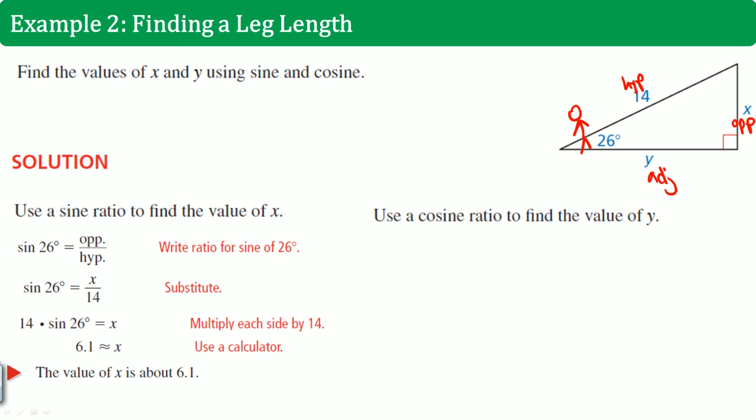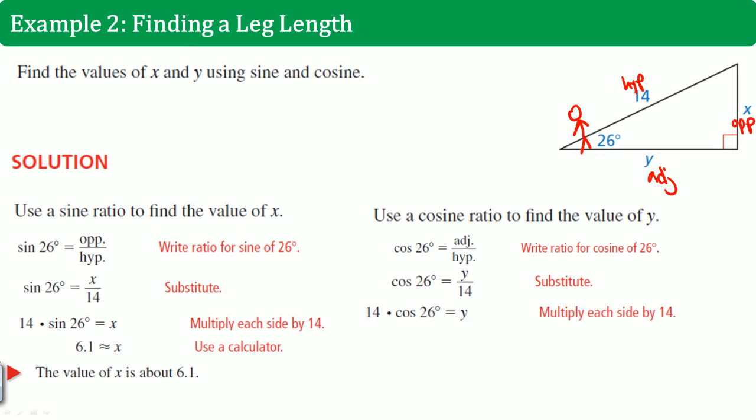You're going to use cosine to find the value of y. Cosine of 26 degrees is adjacent divided by hypotenuse. The adjacent is y. The hypotenuse is 14. Multiply 14 to both sides to get y alone. Plug that into your calculator. 14 times cosine 26 is equal to 12.6. That is approximately y. So you could say that y is about the value of 12.6.